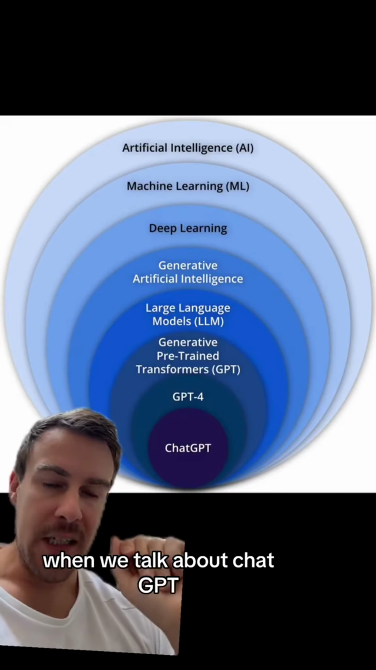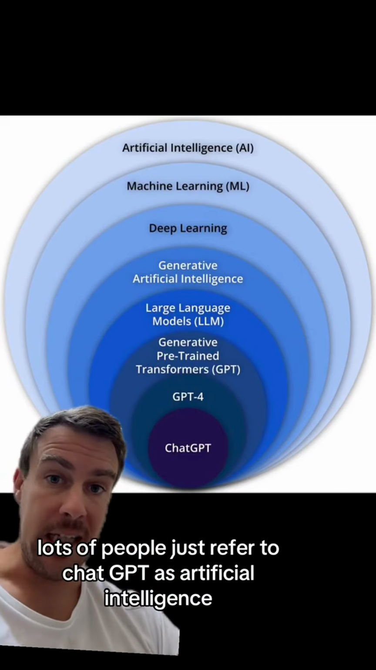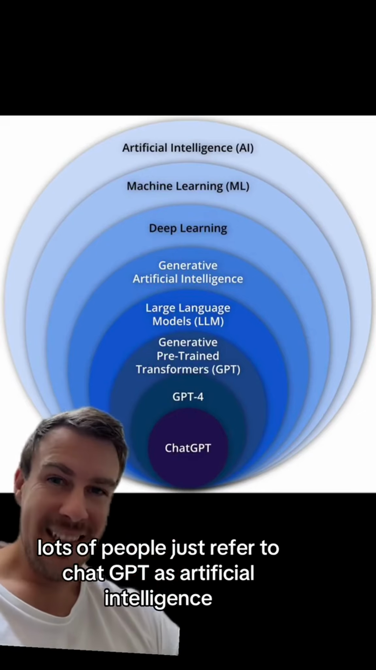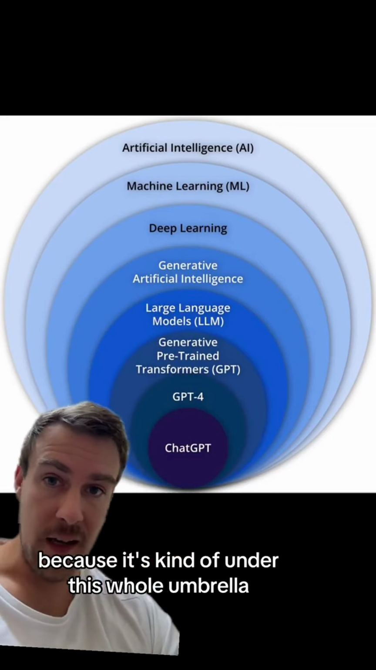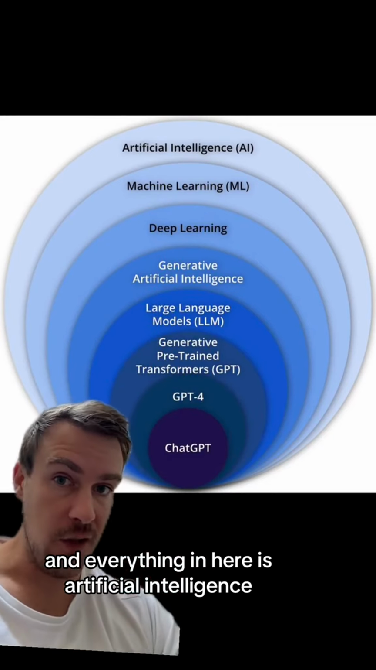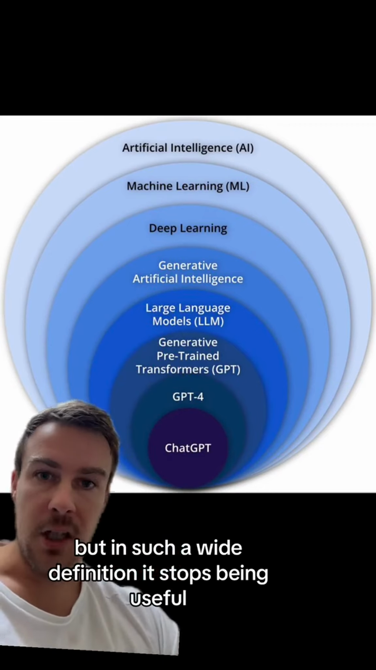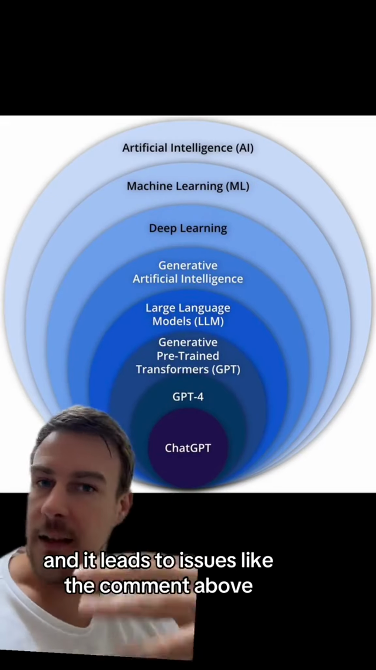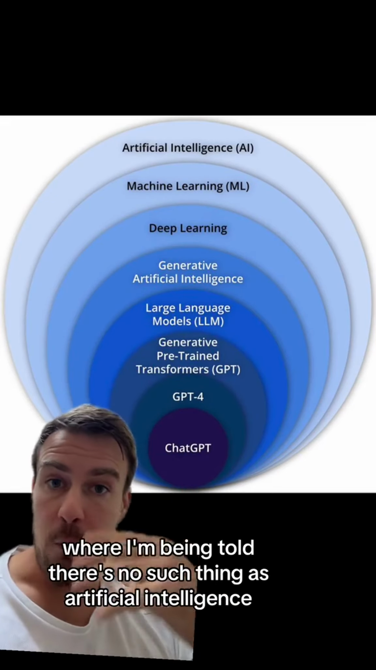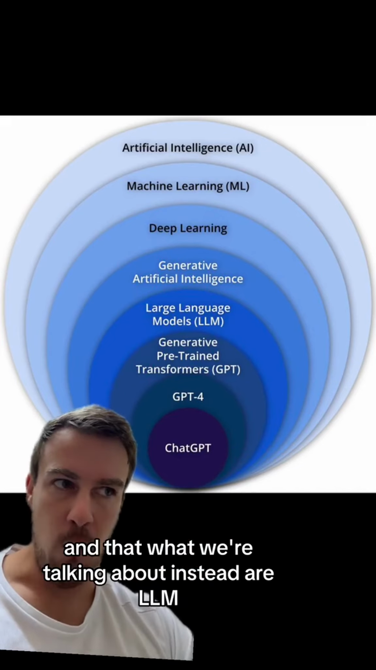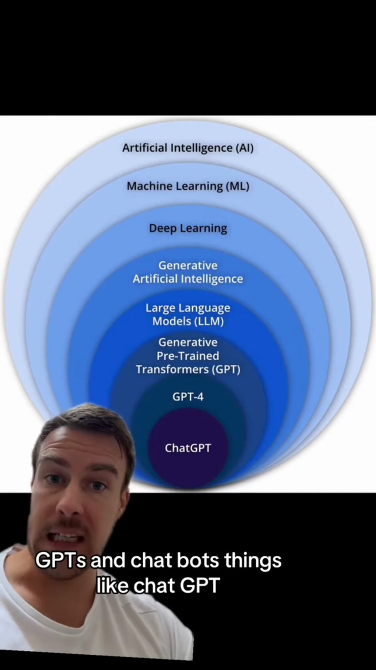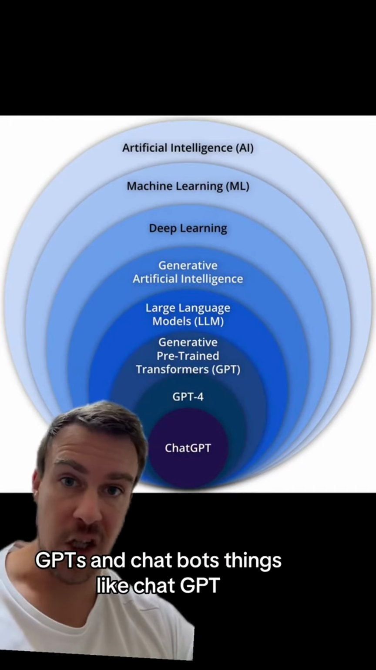When we talk about ChatGPT, lots of people just refer to ChatGPT as an artificial intelligence. Technically, that's true because it's kind of under this whole umbrella and everything in here is artificial intelligence. But it's such a wide definition that it stops being useful. And this leads to issues like the comment above where I'm being told there's no such thing as artificial intelligence. And that what we're talking about instead are LLMs, GPTs, and chatbots, things like ChatGPT.